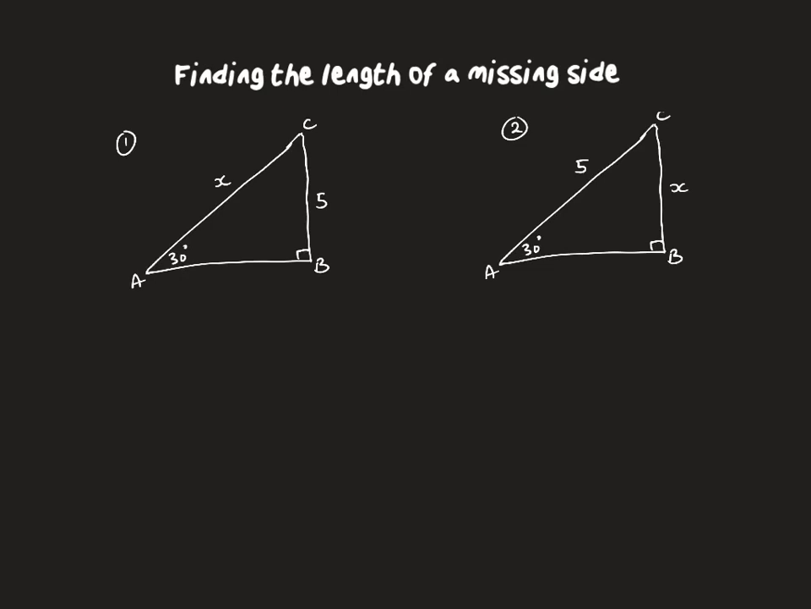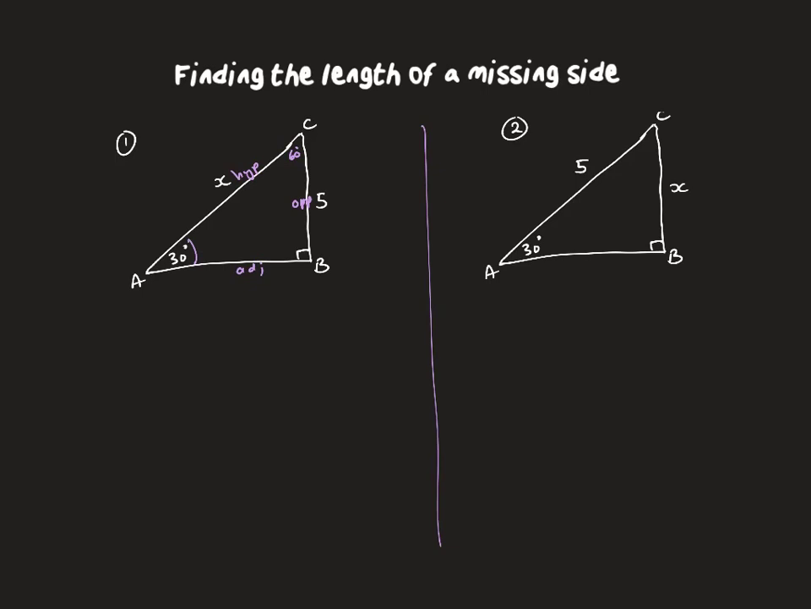In the first example, I'm going to do 2 examples at the same time. Hopefully this will give you a good idea of what's going on. So in the first example here, we've got an angle of 30 degrees. That would, of course, mean that angle is 60. If this is the reference angle I'm going to use, this is my adjacent side, that's my opposite side, and that's my hypotenuse.